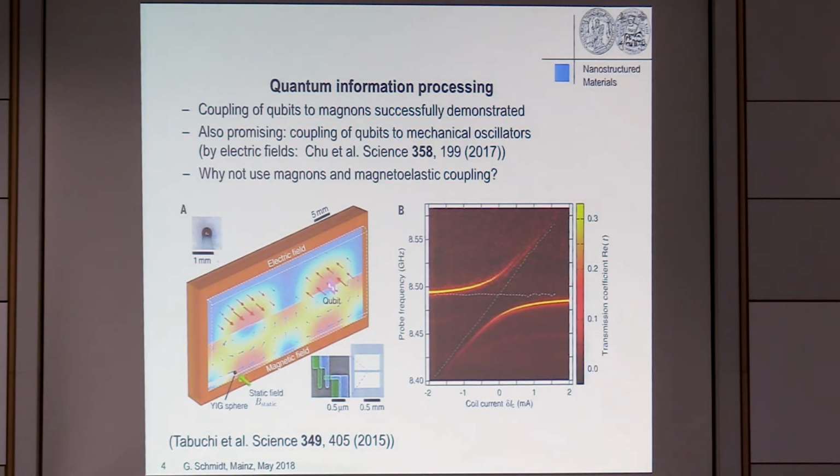So one idea which comes to mind when you think about YIG resonators is quantum information processing, because one problem, as we have seen in quantum information processing, is that you want to transfer information from one excitation state to another excitation state. So for example, there has been work on coupling qubits to magnons already successfully demonstrated by people here. But it has also been demonstrated that you can couple qubits to mechanical oscillators. And why not use magnons and magnetoelastic coupling to transfer information to mechanical oscillations? And this was one idea.